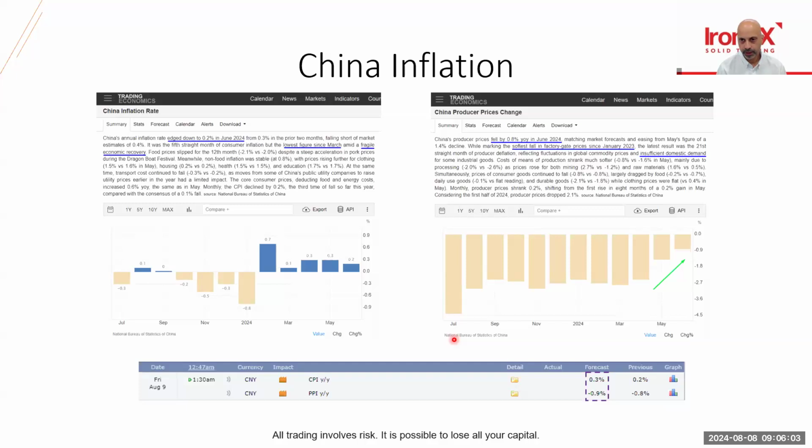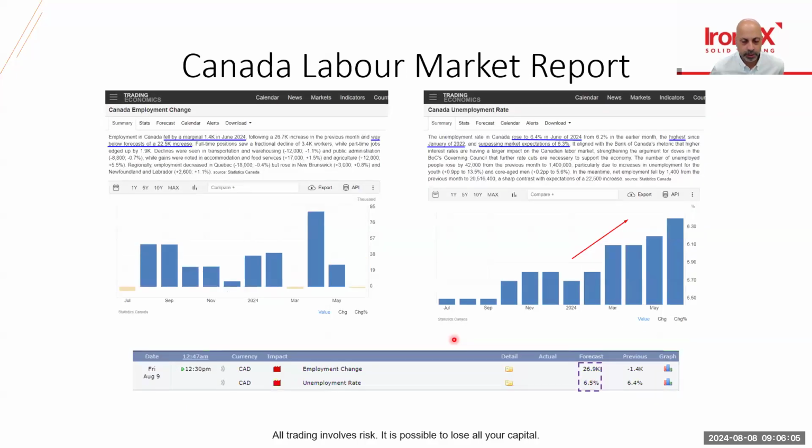Now, on Friday, as US markets get underway, Canada will release its labor market report, where we will get further insights into the level of employment, unemployment change, and the unemployment rate as well.